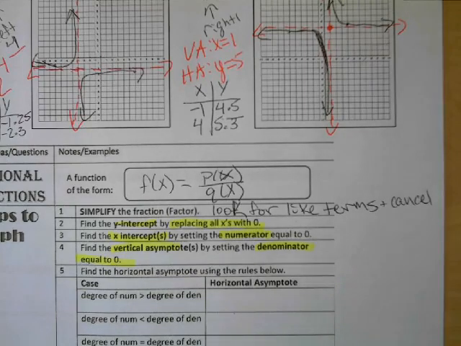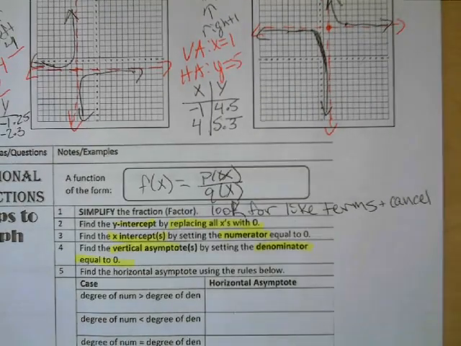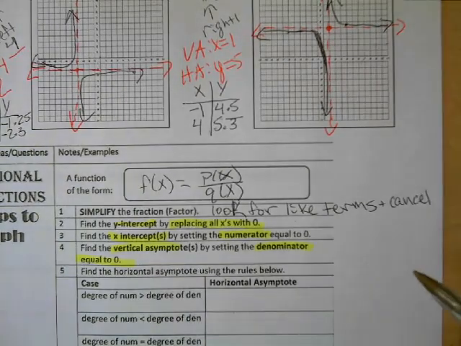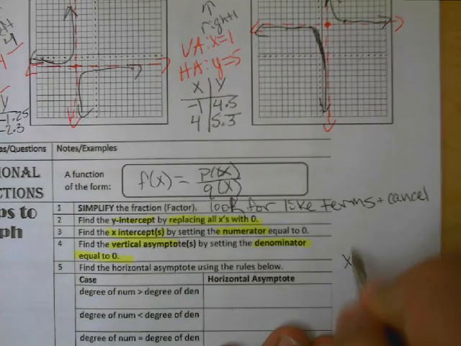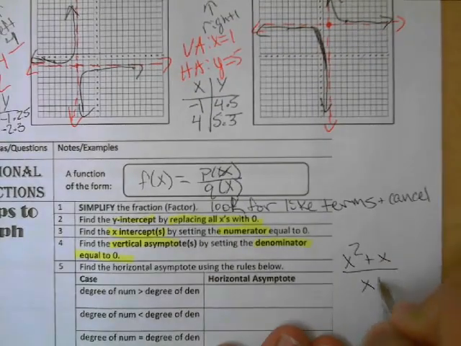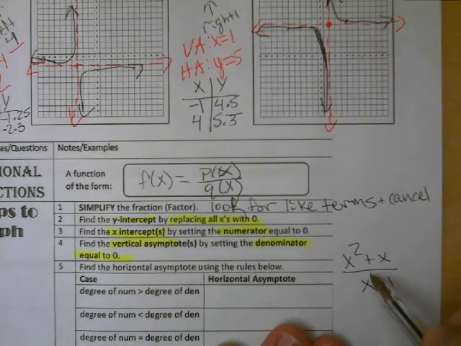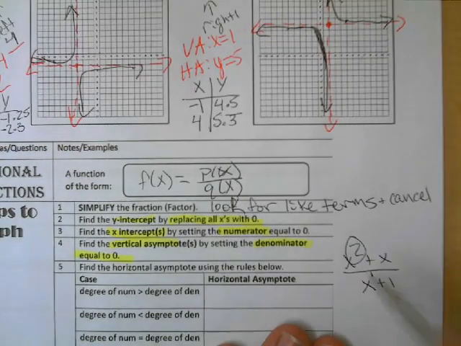And we find the horizontal asymptotes by following the rules below. So when the degree of the numerator, now remember, how do we find degrees? You guys remember? Remember how we find the degree of a polynomial? If I had x squared plus x over x plus 1, what would be the degree of my numerator? 2, right. What's the degree of my denominator? 1, right. So remember, the degree is just the biggest exponent. That's what it is.